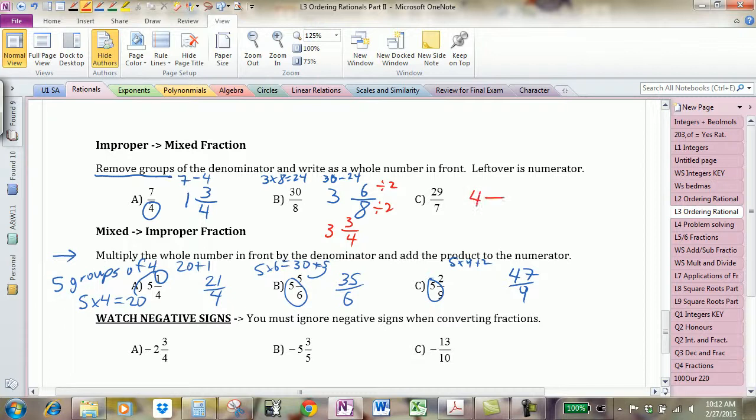Good. So you can take out 4 groups of 7, which is 28. So we subtract 29 minus 28, 4 1/7. Any questions?